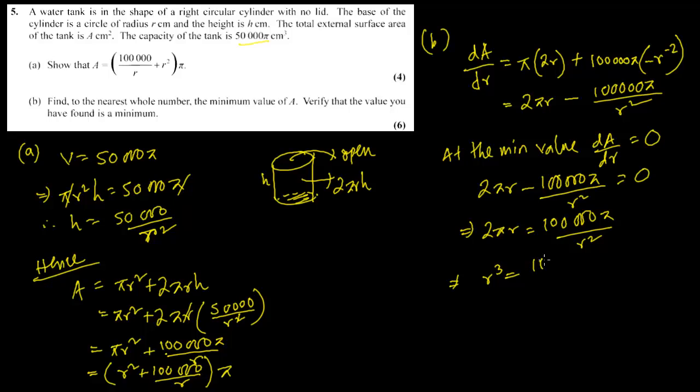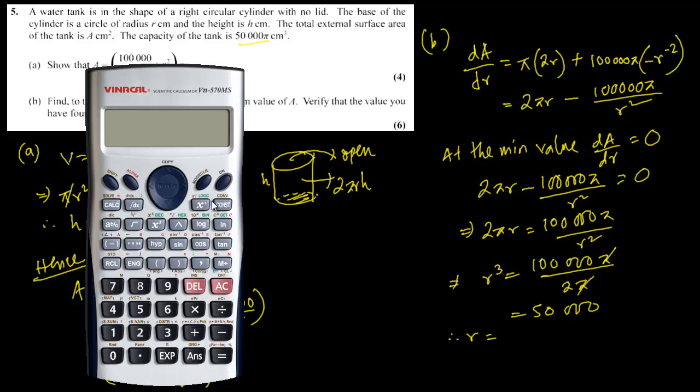and we can bring the r to one side, r squared into r is r cubed, and let's do the division here. 100,000 pi divided by twice pi. The pi and pi cancel, so 100 divided by 2 is going to be 50, and we're going to have 1000. So r cubed is 50,000. Therefore r equals, we have to find the value of r first.